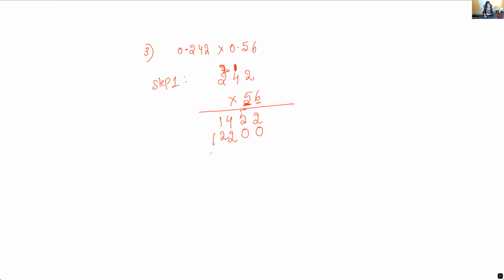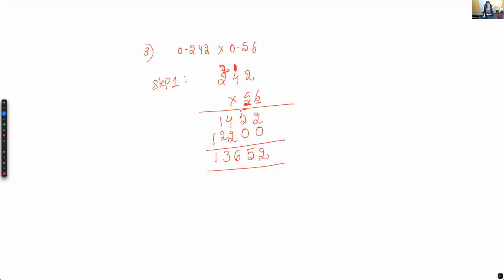So after multiplying the ones place and the tens place, like we are multiplying 242 by 56, now we have to add them. So 2 plus 0 is 2, 5 plus 0 is 5, 4 plus 2 is 6, 2 plus 1 is 3, and then 1.